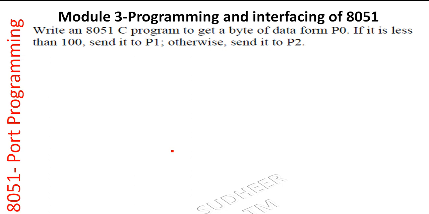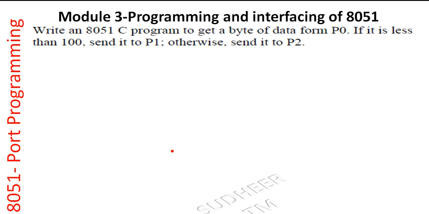Second question: write an 8051 C program to get a byte of data from P0. If it is less than 100, send it to P1, otherwise send it to P2. So here we need the same program, reading some data from port 0. We need to have a check. If the read data is less than 100, we need to send the data to P1. Or if it is more than 100, we need to send it to port P2.